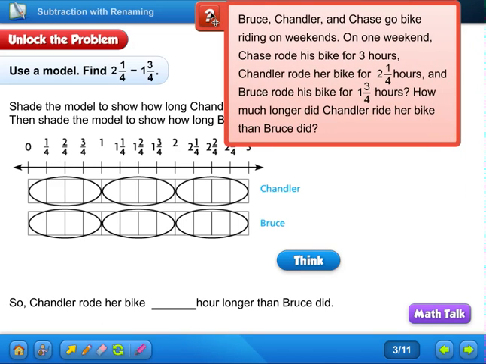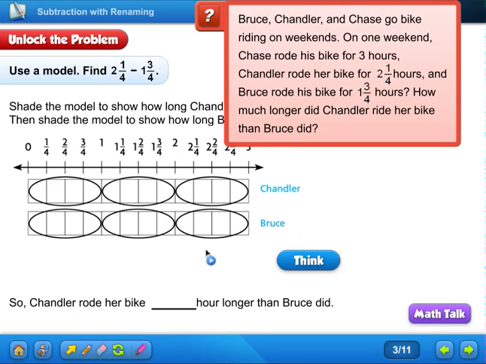Bruce, Chandler, and Chase go bike riding on weekends. One weekend, Chase rode for 3 hours. Chandler rode her bike for 2 and 1/4 hours. And Bruce rode his bike for 1 3/4 hours. How much longer did Chandler ride her bike than Bruce did?